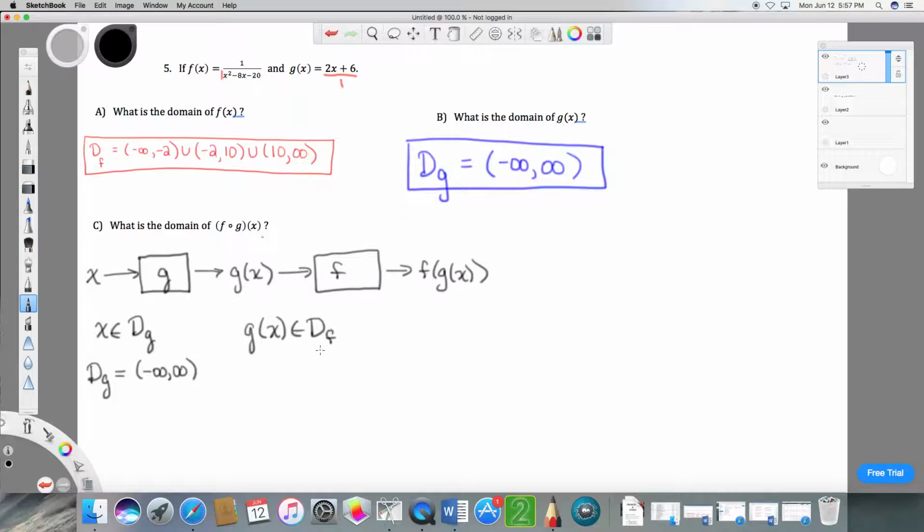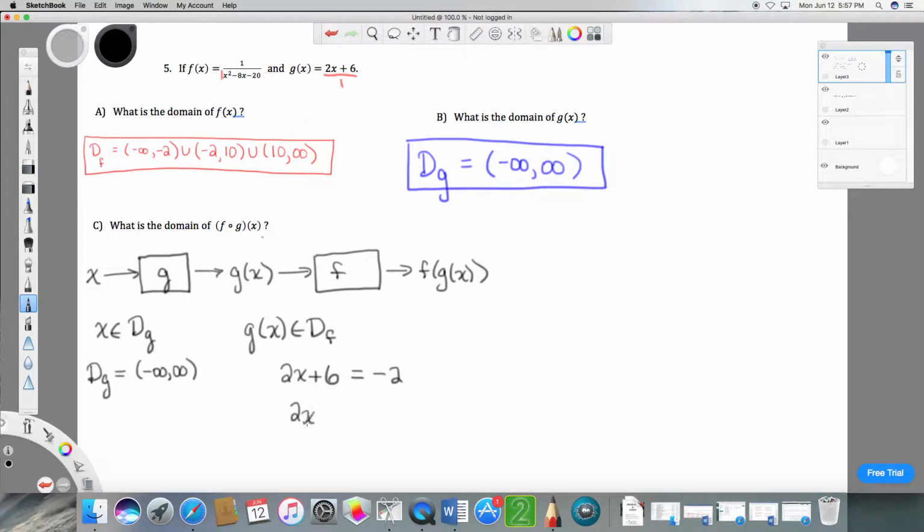So what is g of x? Well, g of x is 2x plus 6. And the one thing that we have to avoid for f is we cannot have an input of -2. So I have to figure out the value of x that would cause this expression to equal -2 and then avoid letting that happen. So I temporarily let this equation equal -2.